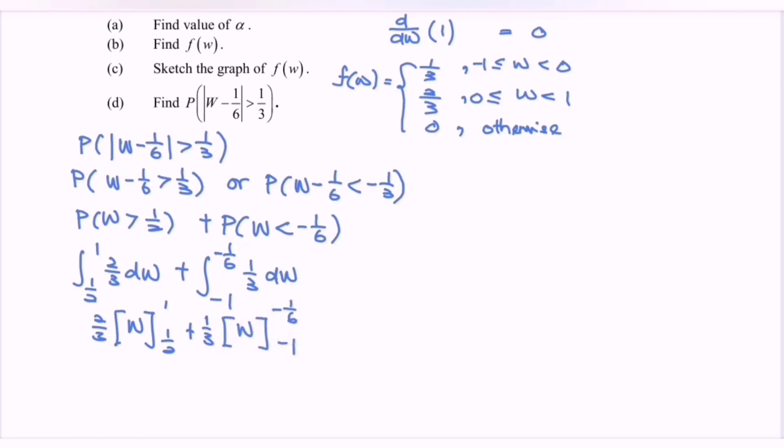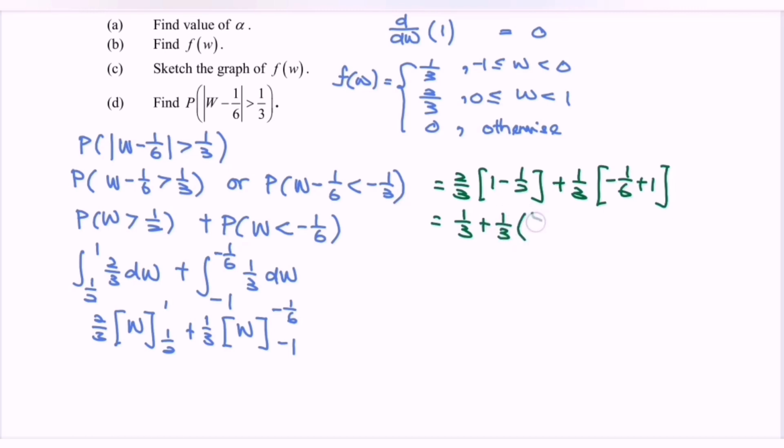So if we substitute the situation, if we substitute 1, we have 2 over 3 bracket 1 minus 1 over 2. Plus, we have 1 over 3, and if we substitute, we will have negative 1 over 6 plus the 1. So from here, we have 2 over 3 multiplied with 1 over 2, so we have 1 over 3. Next, we have 1 over 3 multiplied with 5 over 6. So in here, we have 1 over 3 plus 5 over 18. If we sum up, we will have 11 over 18. So that is the probability for the case D.